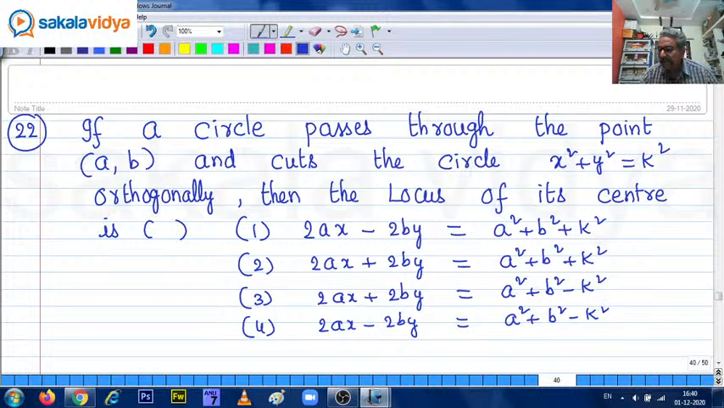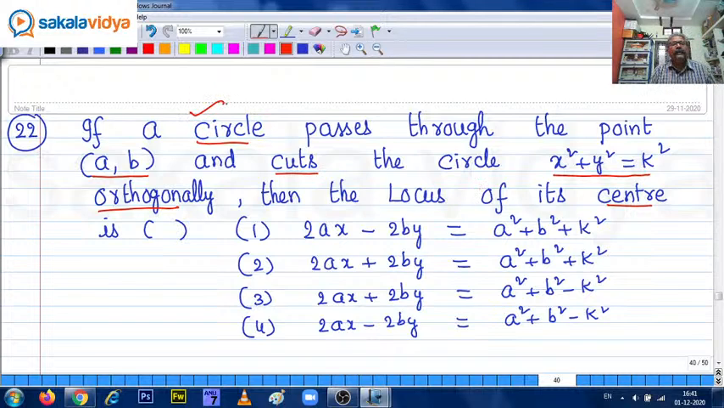So all of you look at the screen. First of all, read the question very carefully: what is given and what we need to find out. That is very important, the actual problem solving strategy. A circle passes through the fixed point (a, b) and cuts the circle x square plus y square equals k square orthogonally. That means the angle between these two circles is 90 degrees.